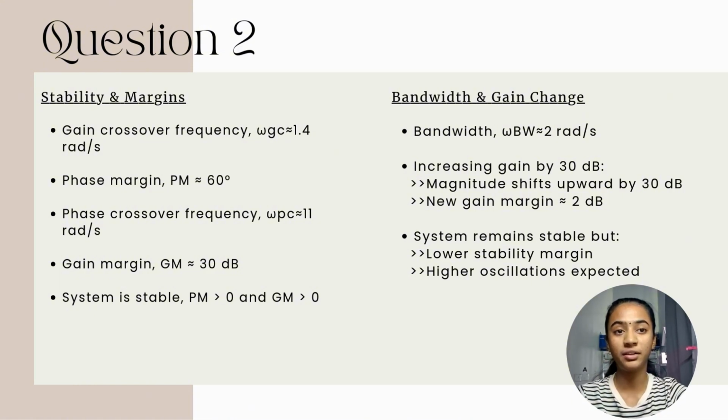When the gain is increased by 30 decibels, the magnitude plot shifts upward, reducing the gain margin to about 2 decibels. So the system remains stable, but it becomes more oscillatory and less robust.